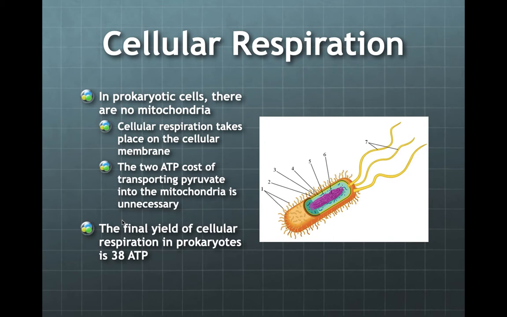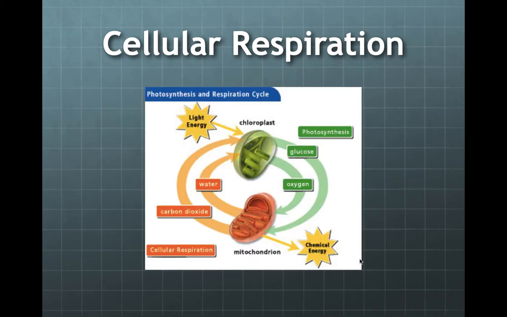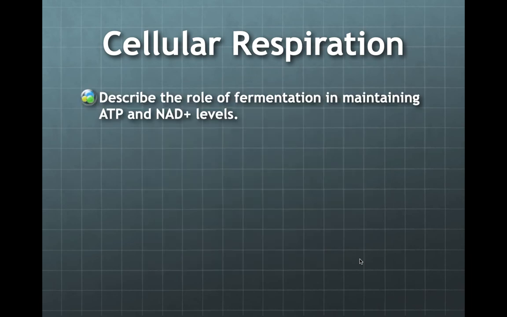So in prokaryotes, there's no mitochondria, so we're going to have 38 ATP because we don't bring 2 in. And then because sometimes cells can't use cell respiration, some cells function on short-term and low oxygen levels. Some prokaryotes are anaerobic, meaning they only grow and reproduce without oxygen. So as you see some examples here.